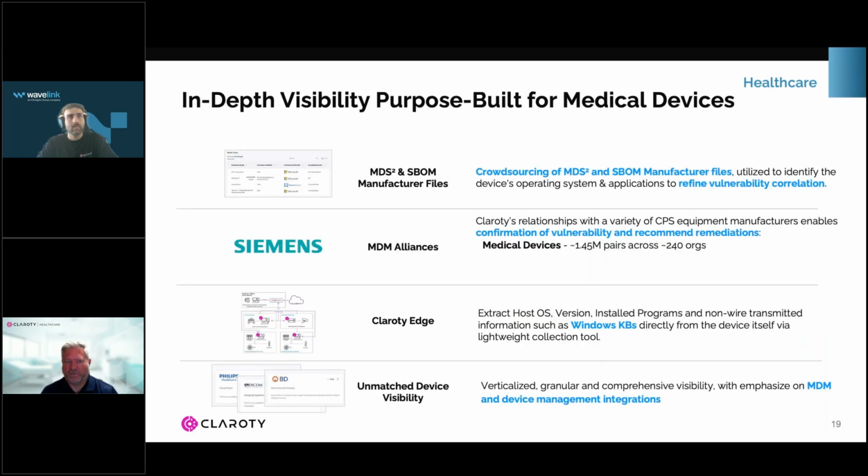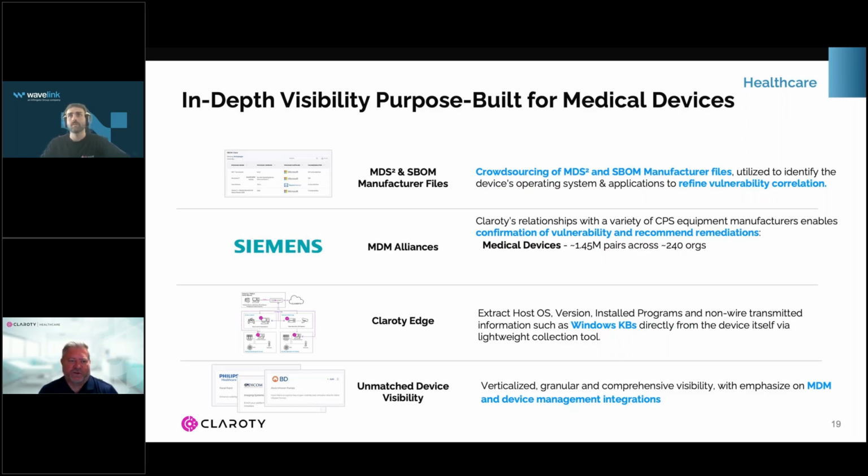So, for example, we would use the MDS or the SBOM from manufacturers to identify operating system applications, refining vulnerability correlation. We also have really strong relationships with the MDMs. So, looking at currently for our MDM alliances from a Clarity standpoint, we've got 1.45 million pairs across 240 different MDMs. So that's a really strong library of asset information that we have that can create and confirm vulnerability and help us to make recommended remediations and compensating controls.